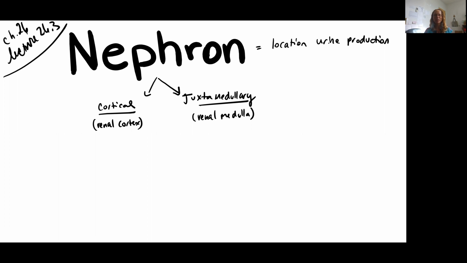Remember that nephrons can come in two types depending on their location. If they're found exclusively in the renal cortex, we call that a cortical nephron. If it is found in both the cortex and extending into the renal medulla, which remember consists of those pyramids, then it's called a juxtamedullary nephron, where that term juxta means close to, and then of course medulla.